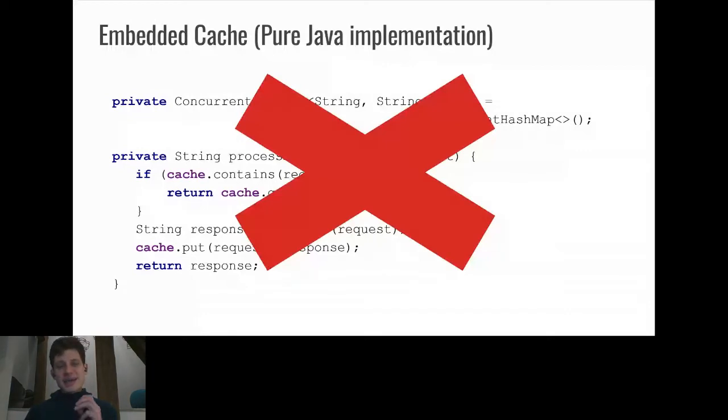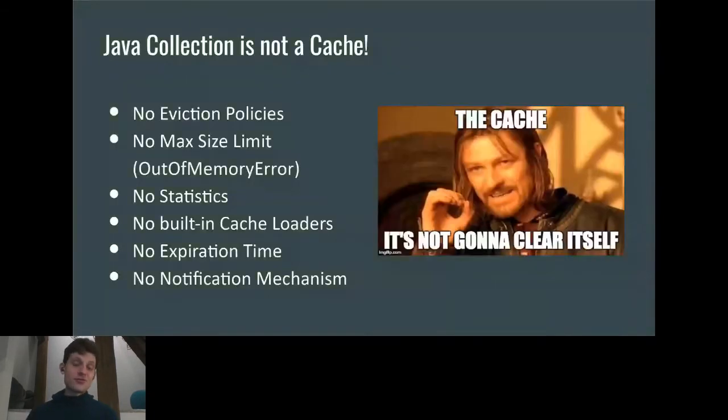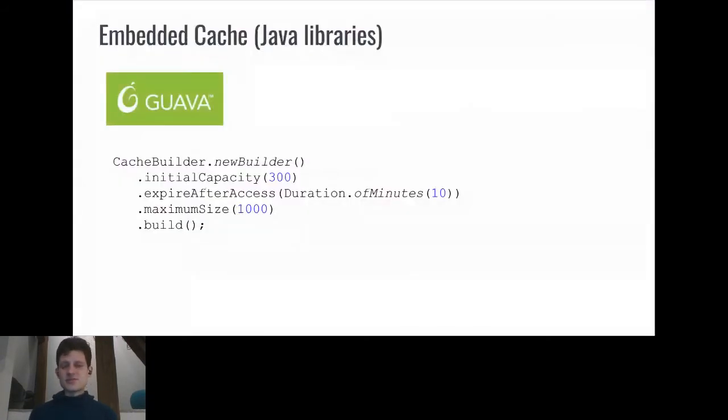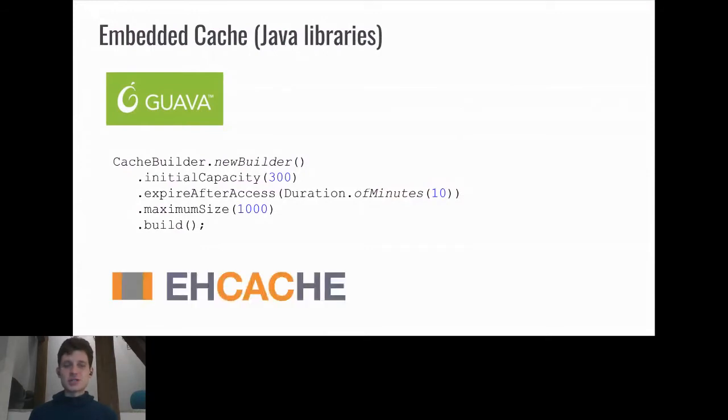Because collections in any language are not good as a cache. They are not good as a cache because they have no eviction policies, no max size limit, no statistics, no expiration time, no notification mechanism. So they lack a lot of useful caching features. That is why you are better off using some caching library. If we stick to Java, Guava is a very good library for caching, or EHCache. If you don't use Java, again, for any language, you will find a very good caching library. No problem with that.